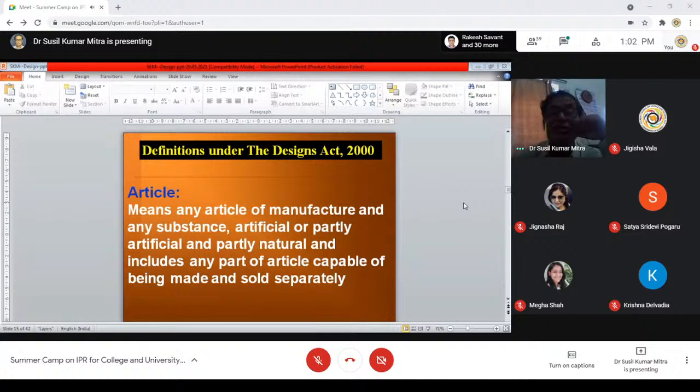So article means an article of manufacture, any substance, artificial or partly natural, and includes any part of an article capable of being made and sold separately. What do you mean by that? Say a bottle. A bottle has two parts, the bottom part where you keep water, and one PP cap to close the bottle so that water cannot be spilled. So if anyone manufactures the two things separately, the cap and the bottom part, then they can be registered separately. Otherwise, we will register only a bottle with cap.